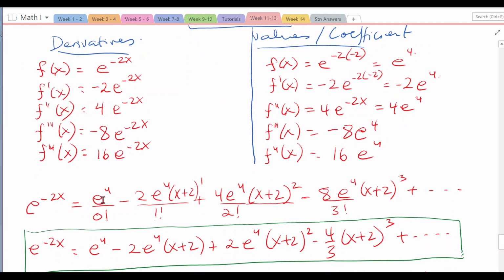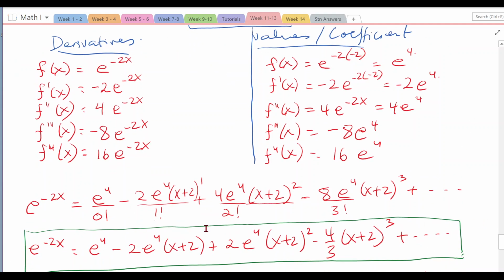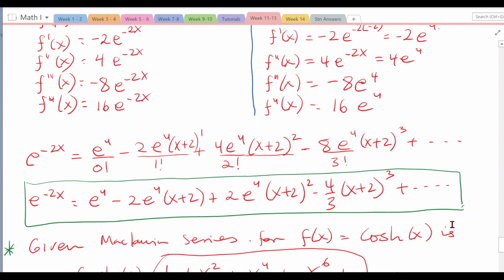negative 2x equals e to the power of 4, because 0 factorial here equals 1. Okay, this is divided by 1, negative 2e to the 4, x plus 2 to the power of 1, if you like. And then positive 2, because 4 divided by 2 is 2, e to the 4, x plus 2 to the power of 2, and then this simplifies to 4 over 3, x plus 2 raised to the power of 3. That is the Taylor expansion series of the function e to the power of negative 2x centered at x equals negative 2. Thus that will be the Taylor expansion of that function.